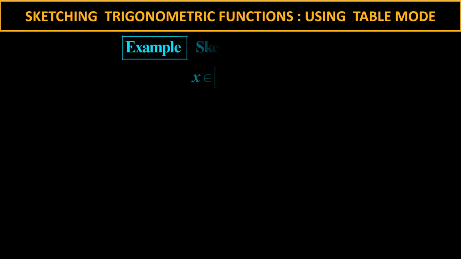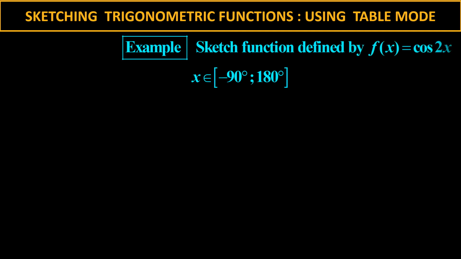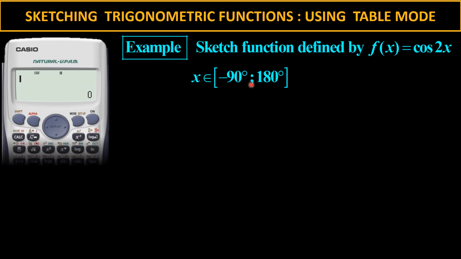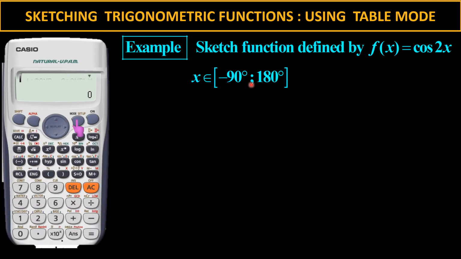Now let's look at another one. We want to plot cos of 2x, not just x, cos of 2x. Again, I'm choosing the domain negative 90 to 180. It's easy to illustrate with a limited domain. So I've got my calculator, I switch it on, and I choose 7 on my calculator, depending on your mode.